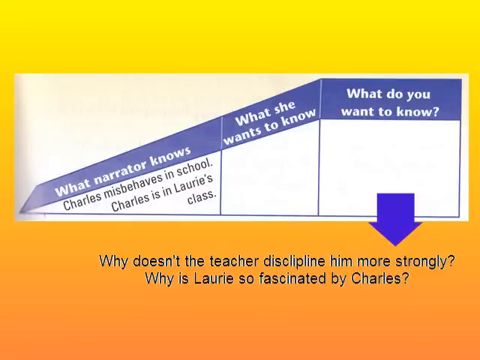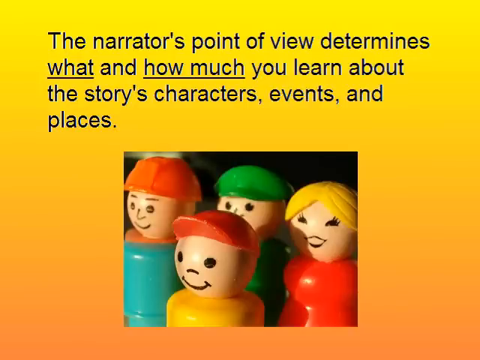Again, if you read the story and you know how the story ends, you know why Laurie was so fascinated by Charles and why he came home and told his parents every defiant action. The narrator's point of view determines what and how much you learn about the story's characters, events, and places.